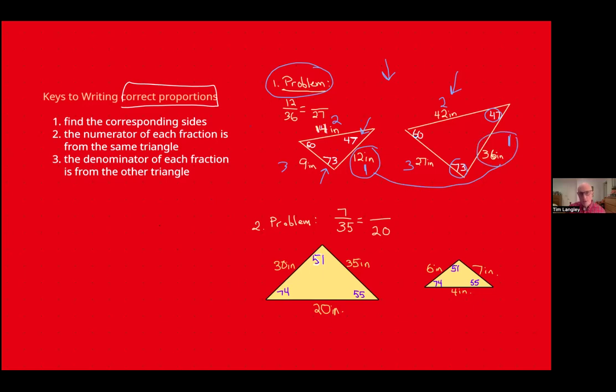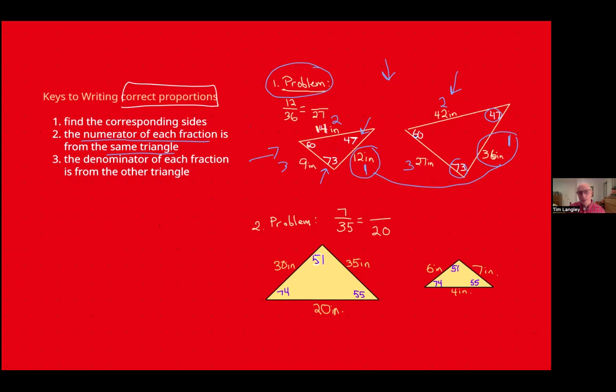And then it says, so I'm going to go back to the numerator. You see how it said the numerator of each fraction is from the same triangle. So my numerator has to come from this first triangle here. So it's something x over 27. Well, look at 27.